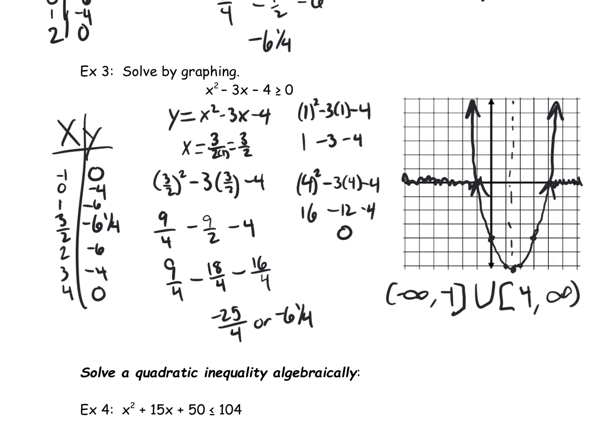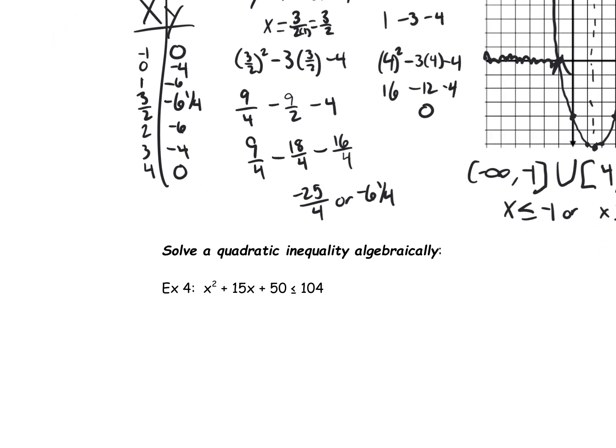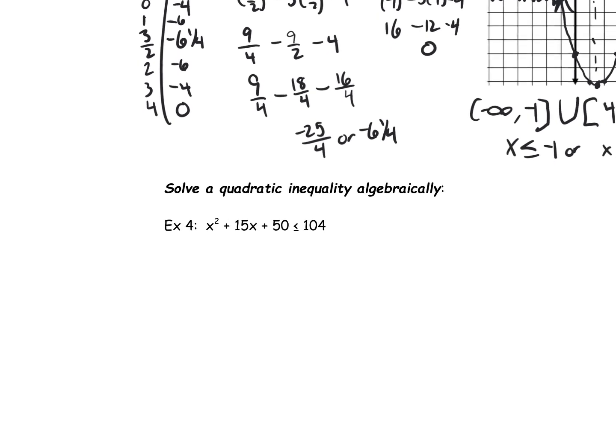If we wanted to write that in algebraic notation, I would say x is less than or equal to -1, or x is greater than or equal to 4. And those are the values that make this a true statement. All right. So, last thing here is solving a quadratic inequality using algebra. Okay?